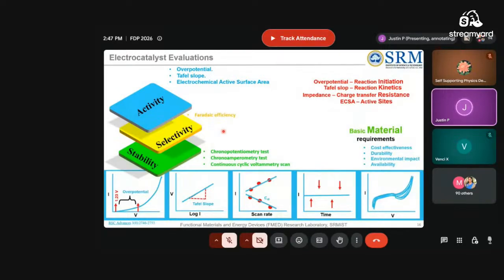But performance alone is not enough. The stability and robust nature of the electrode are also important: how long the electrode will sustain. To understand that, we need to do chronopotentiometry, chronoamperometry, and continuous cyclic voltammetry. From these methods, we allow the electrode to perform the electrochemical reaction at a constant current, for a constant voltage, for a long period of time, like 100 hours or 500 hours. After that, if the electrode remains stable, then we can call it a stable electrode.